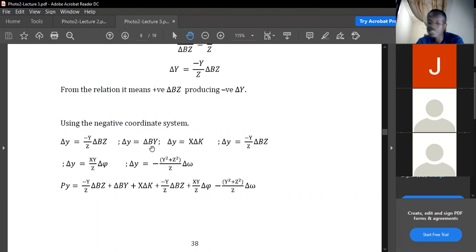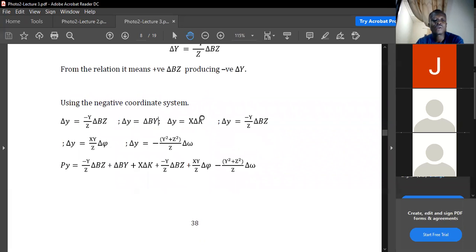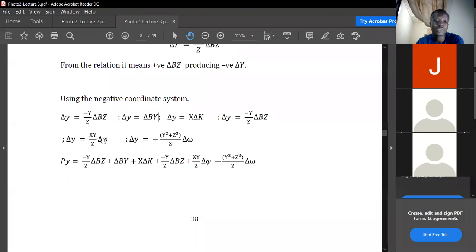For the y, a shift in y is directly proportional to a change in the coordinate. When it's shifting the y, all the coordinates in y will change. When you rotate about kappa, when you make a change in kappa, then you have this relationship. Then when you make a change in the rotation, delta phi, we also have this relationship, IAK x, y.